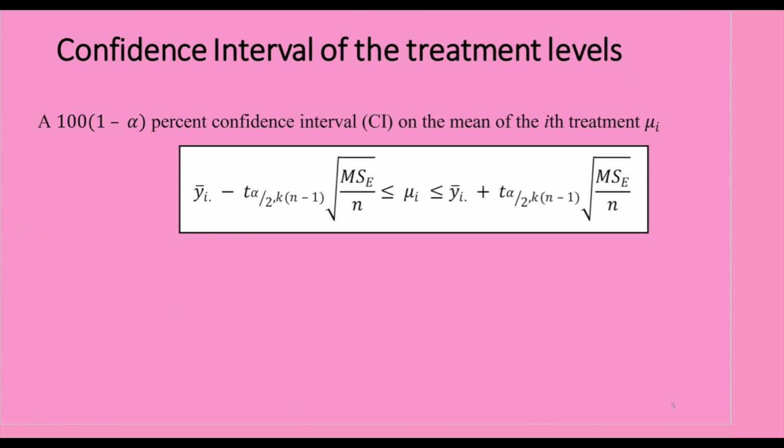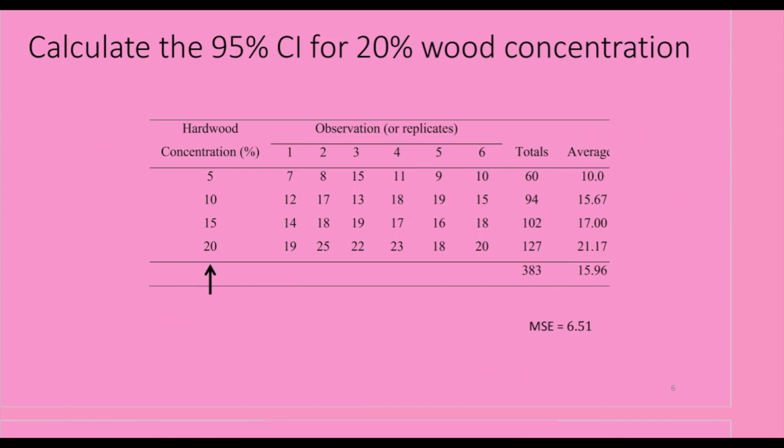Okay, on to something new that I would like to discuss with you. Now, you could be asked to find the confidence interval of the mean of any treatment, and this is the formula. So the confidence interval for any treatment is simply y bar i dot plus minus t alpha over 2 square root of MSE over n. Let's take a look at an example so that we could solve this. Okay, calculate a 95% confidence interval.